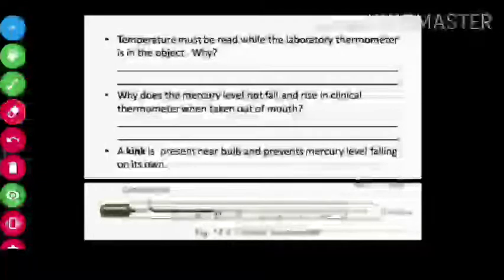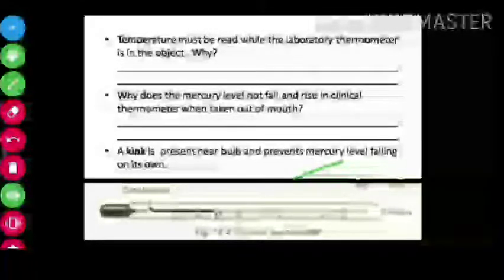Let's see next. Here you are seeing another clinical thermometer. In the clinical thermometer, look, one constriction is there, a narrowed portion like this. This constriction is known as a kink. A kink is present near the bulb and prevents the mercury level from falling on its own. So the mercury level cannot fall on its own. It provides this facility.